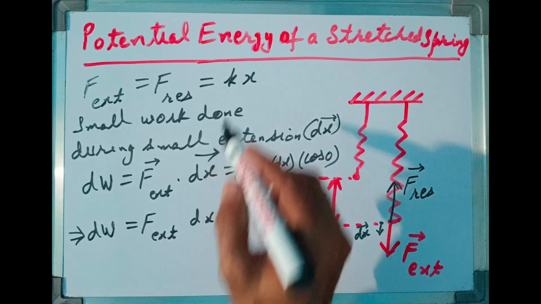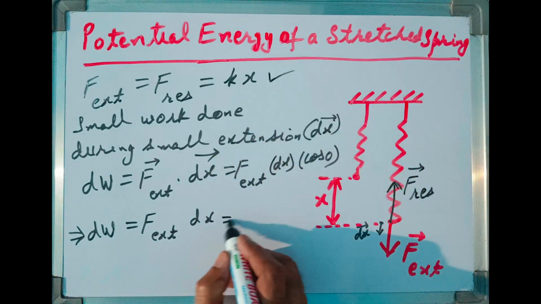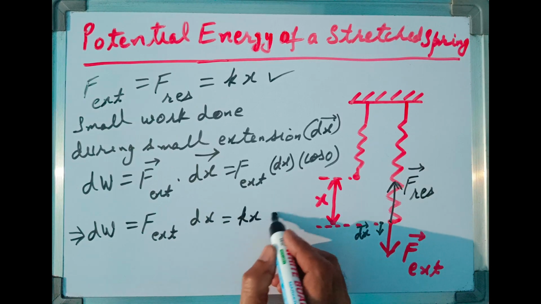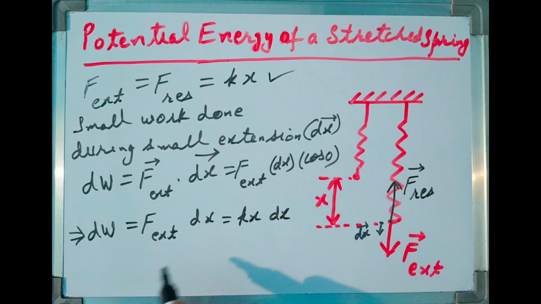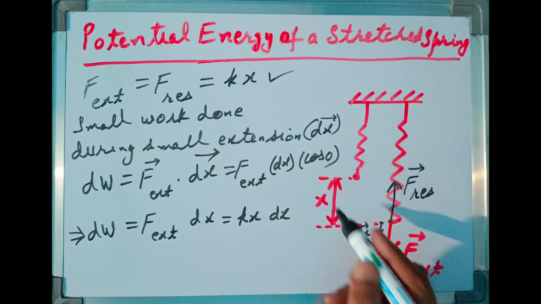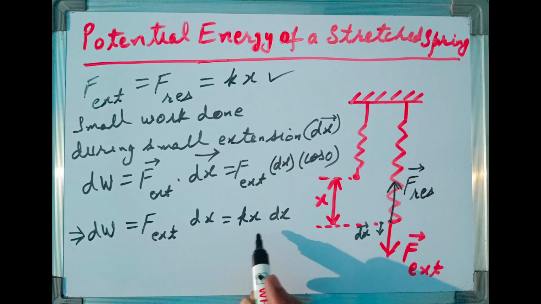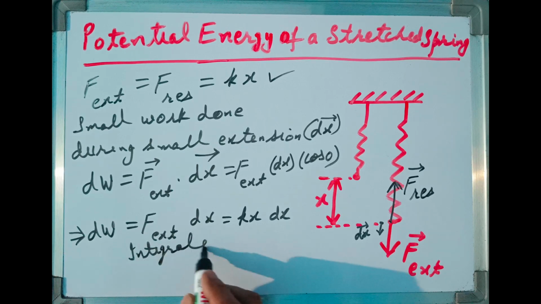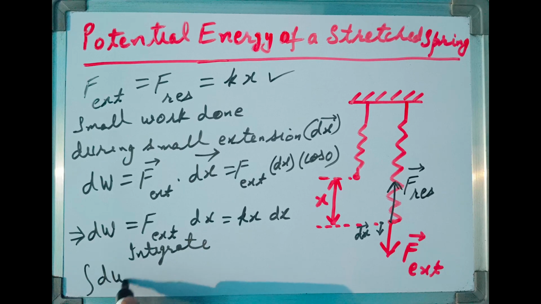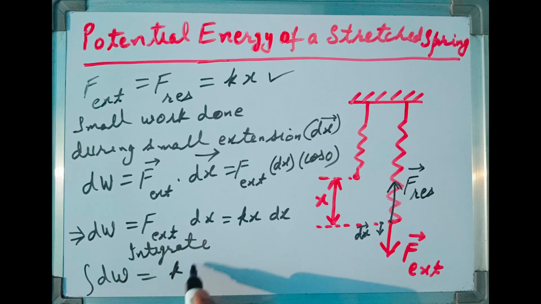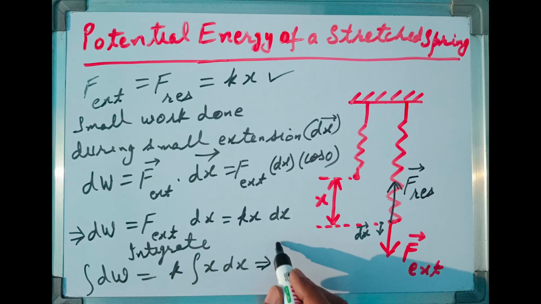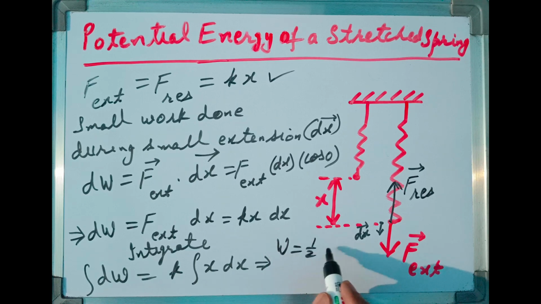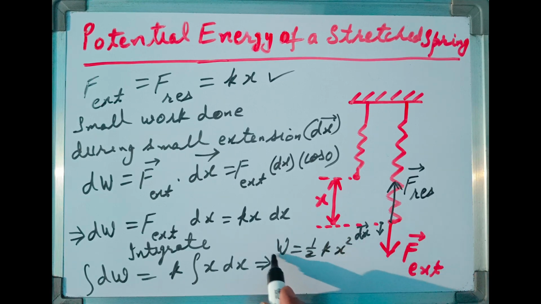Now we have to put the value of F external from here. We shall get equal to kx dx. For calculating total work during this displacement x, I will have to integrate both sides. Integral dw will give us k integral x dx. K is constant, it can be taken out of integration. This will give us w is equal to half kx square.